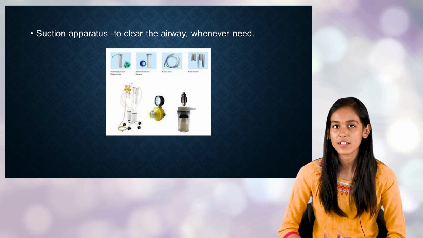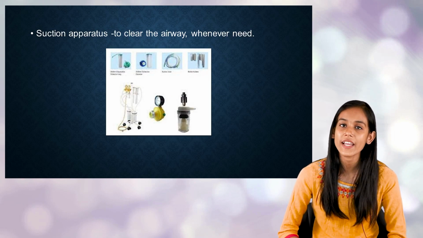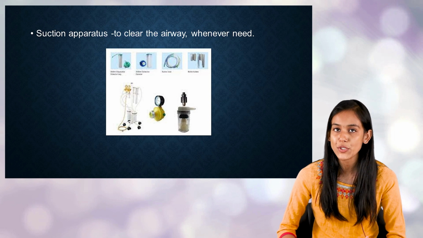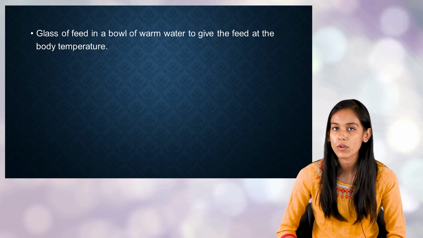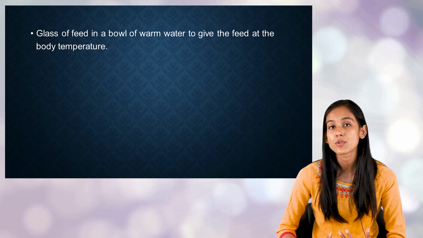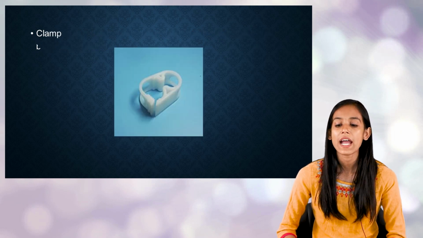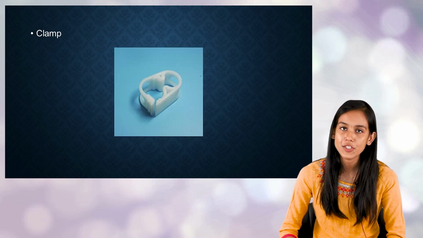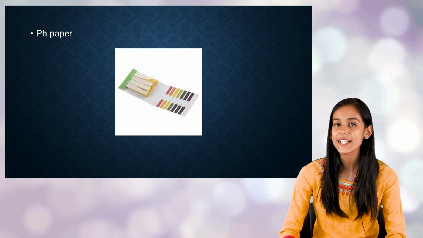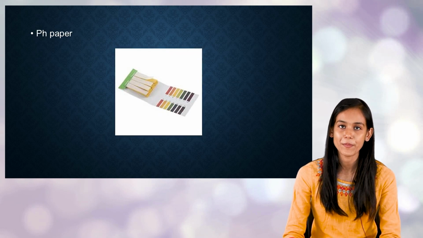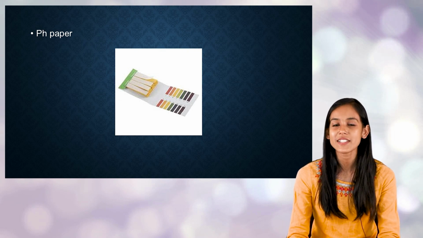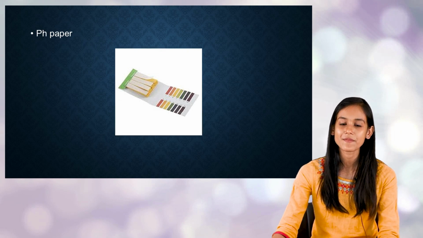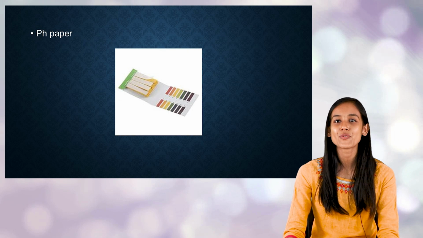You also need a suction apparatus to clean the airway whenever it is needed, and with that, we are going to keep a bowl with water. This is basically to check the location of the tube, and then we are going to have a clamp to clamp the tube whenever we are not using it. And then at last we need a pH paper. So these are the articles that we need to do nasogastric tube feeding. Now next, let us move to the procedures.